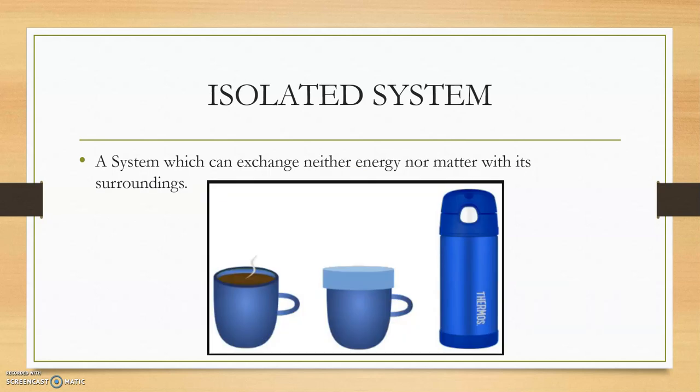A system which can exchange neither energy nor matter with its surroundings is considered to be isolated system. Example, hot water or tea or coffee present in a thermos flask is considered to be isolated system.